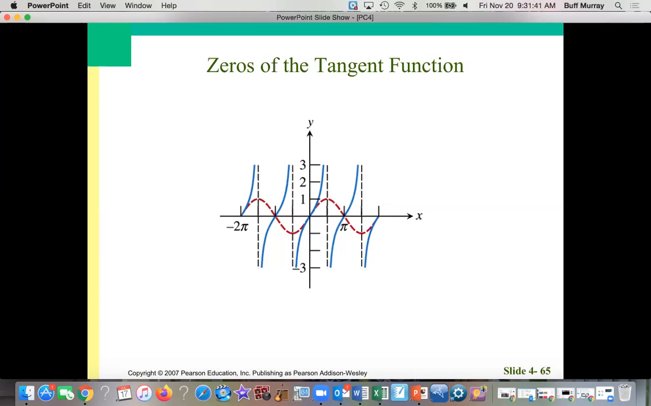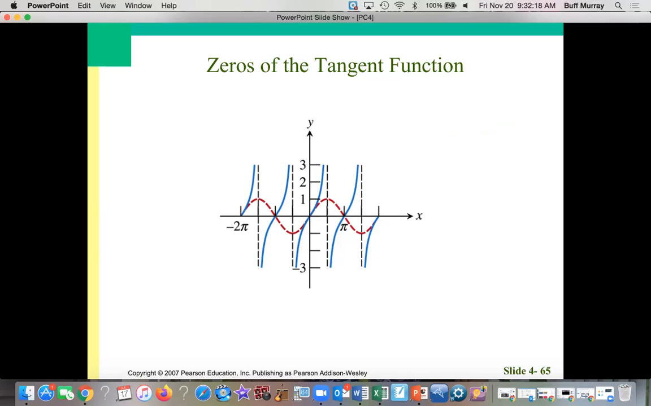Now, the zeros. If you look at this graph, the one in red is y equals sine x. Well, wherever sine is equal to 0, tangent is also equal to 0. Because once again, tangent is sine of x over cosine. We can use x, we can use theta, it doesn't really matter. So that's why the graph looks the way it does.